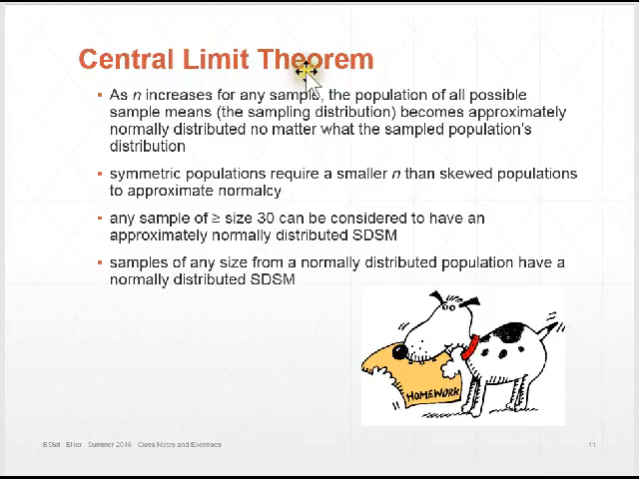And the second part of the central limit theorem says that if we have a population that is known to be normally distributed, then a sample of any sample size from that known normally distributed population will have a normally distributed sampling distribution of its sample mean. So if told that a population is normal, I could take a sample of size 5 from that normal population and would be able to consider that distribution to also approximate normality.